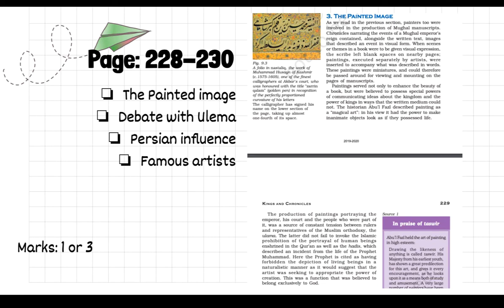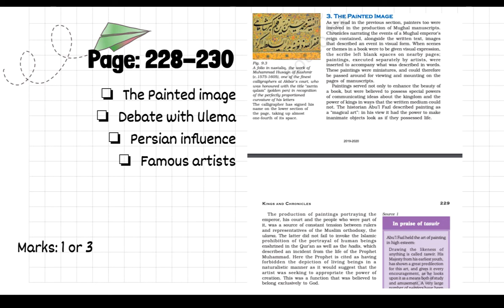Then page 228 to 230, they discuss paintings, the problem with paintings, especially when the ulama raised objections to it, what were their reasons. Moving on to Persian influences and famous artists of the Mughal period. The debate with the ulama is of particular importance.